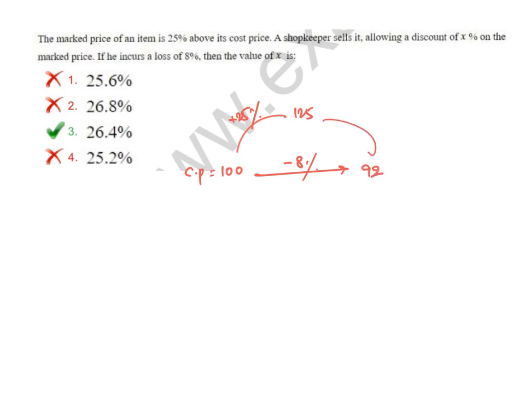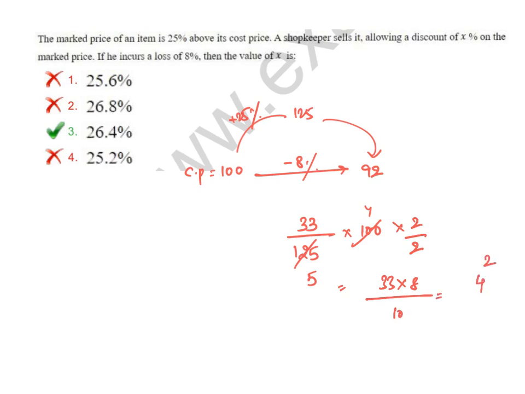So 25 plus 8 is 33 upon 125. See the percentage of discount that you have allowed. It's 4s, 5s, do into 2 by 2, so that 33 into 8 by 10, 4s 24 plus 2, 26. So 26.4% discount you are getting here.